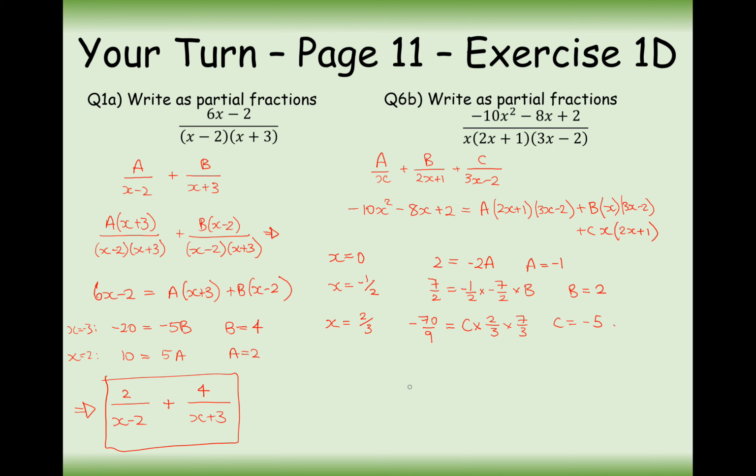Okay, hopefully you got the same there. So therefore your final answer is going to be, A was the value that was over x, so it would be minus 1 over x, add 2 over 2x plus 1, minus, because C is a minus term, 5 over 3x minus 2. Okay, so I've used these values up here to know where my A, B and C needs to go on top of which fraction. Okay, so this is our final answer here.